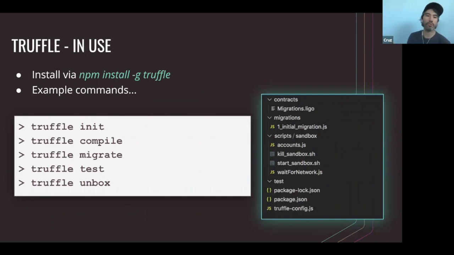So Truffle in use, you install Truffle, the CLI, using npm. And here's just a couple examples of the various key commands. Truffle init, which gets you set up with initial boilerplate Truffle project setup. Also, there's Truffle compile for compiling your smart contracts, migrate, test, and then an unbox command for pulling down other people's boilerplate or Truffle projects that they may have hosted themselves.